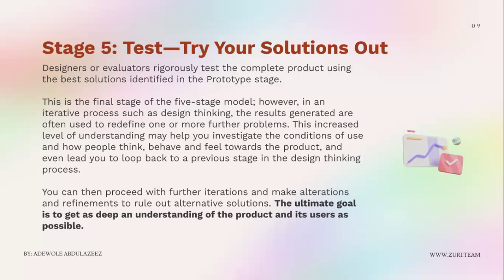So this is the final stage of the 5-stage model. However, in an iterative process such as design thinking, the results generated are often used to redefine one or more further problems. This increased level of understanding may help you investigate the conditions of use and how people think, behave, and feel towards the products, and even lead you to loop back to a previous stage in the design thinking process. So that's the thing. You can always go back and fix something. You can then proceed with further iterations and make alterations and refinements to rule out alternative solutions. The ultimate goal is to get as deep an understanding of the products and its users as possible.